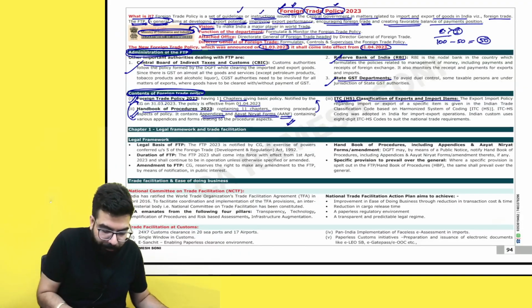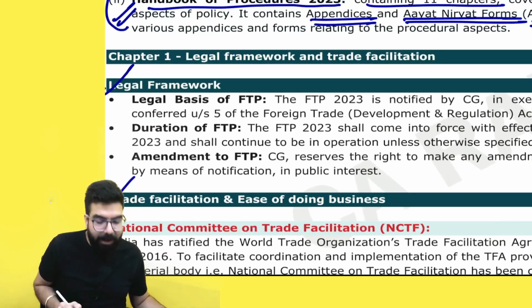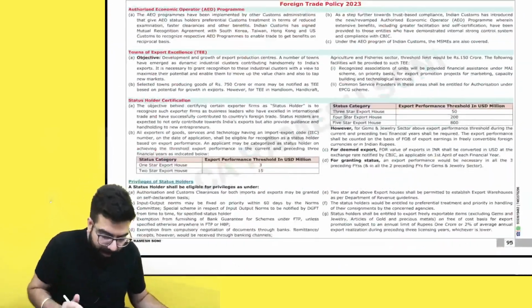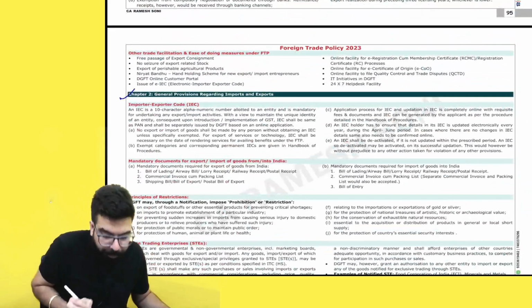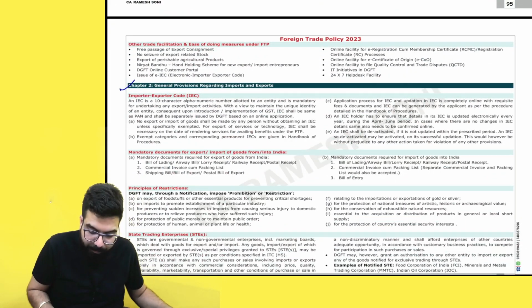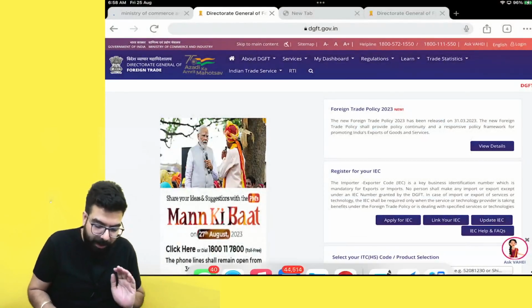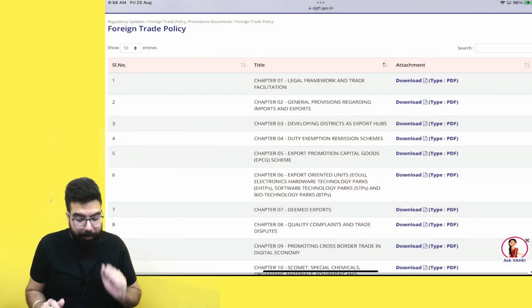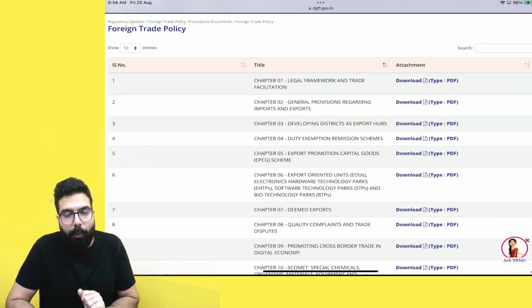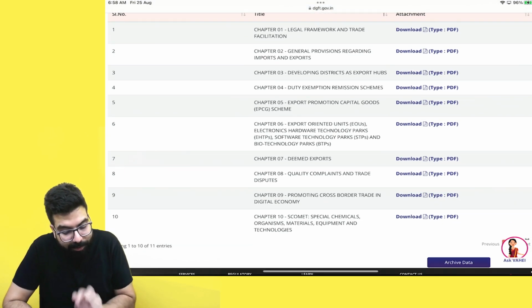We will be learning the first chapter, the legal framework and trade facilitation. Then the second chapter, general provisions relating to import and export. All the same chapters given in the foreign trade policy, we will be learning from here. The third, developing districts and export hubs, duty exemption or remission scheme, EPCG authorization scheme.